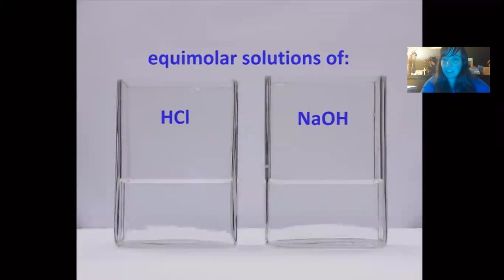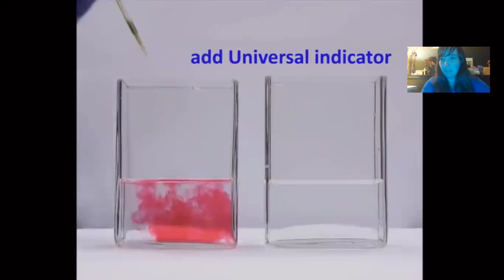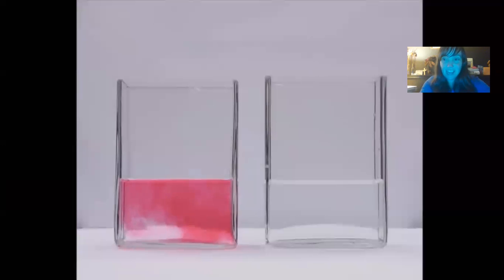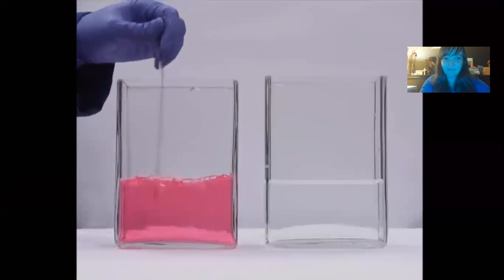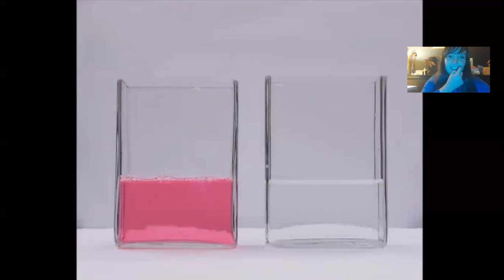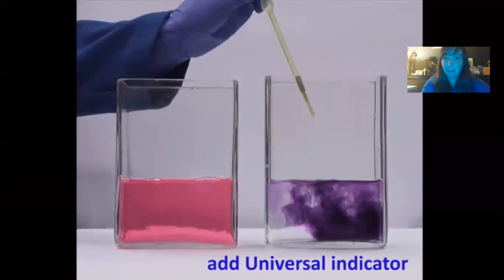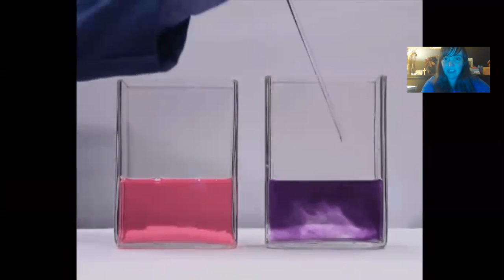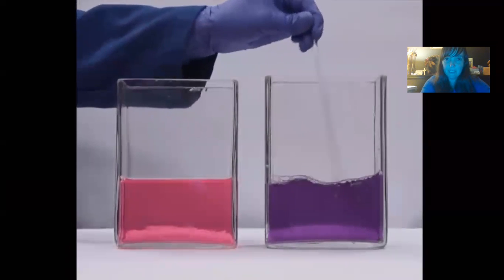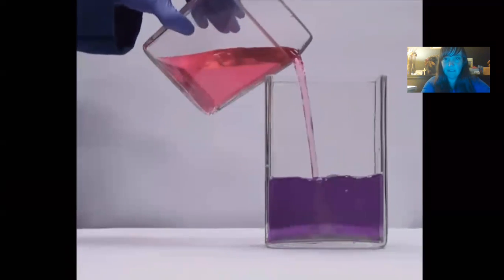So equimolar solutions means you have the same number of moles of acid, same number of moles of base. I just added a pH indicator to the acid that's called universal indicator. And they're adding that same indicator to the base, sodium hydroxide. So the indicator is showing that they have very different pHs. So HCl is a little less than 3, and NaOH is more than 11.